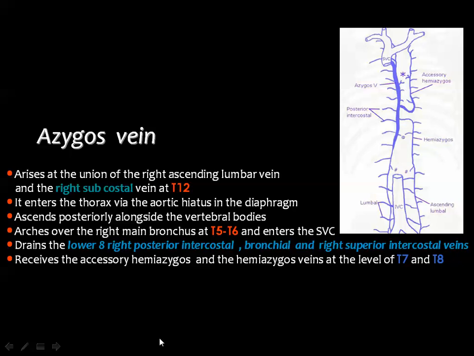And this is the azygous vein, which results from the union of the right lumbar vein and the right subcostal vein at the level of D12. Then it enters the thorax through the diaphragmatic hiatus and it joins the superior vena cava approximately at the level of the dorsal vertebra number 5. This vein drains the lower 8 right posterior intercostal, some of the bronchial and the right superior intercostal veins.